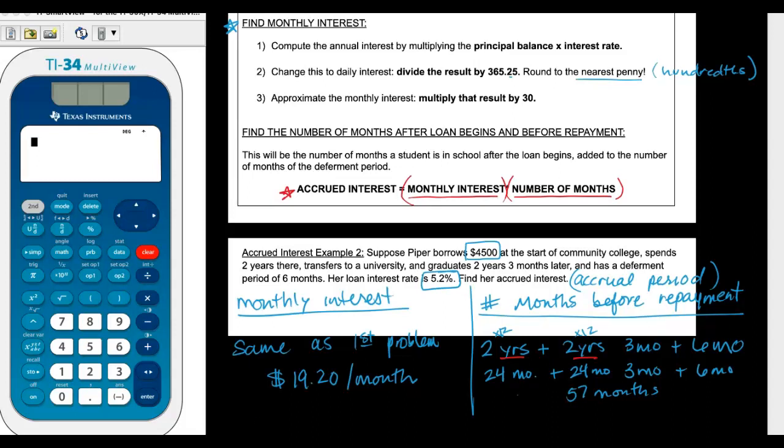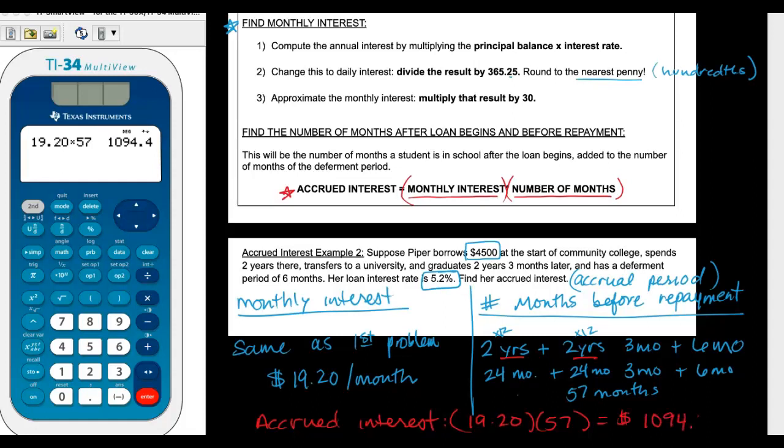So for the accrued interest, we now have $19.20 times 57. So we'll get a much higher number since she spent a lot longer in school with this example compared to the last example. So we've got $1,094.40 of accrued interest. Okay, so let's look at one more example.